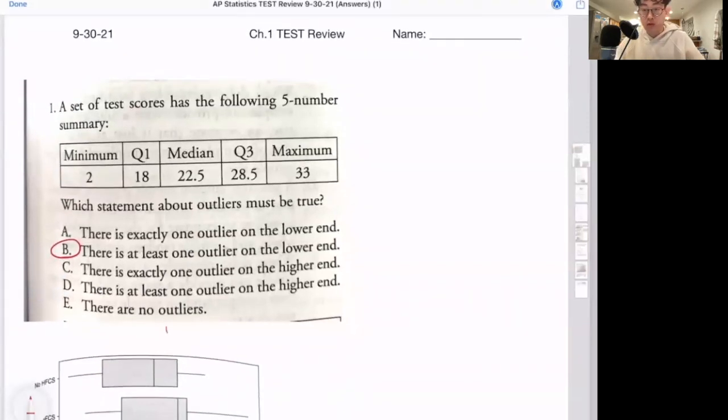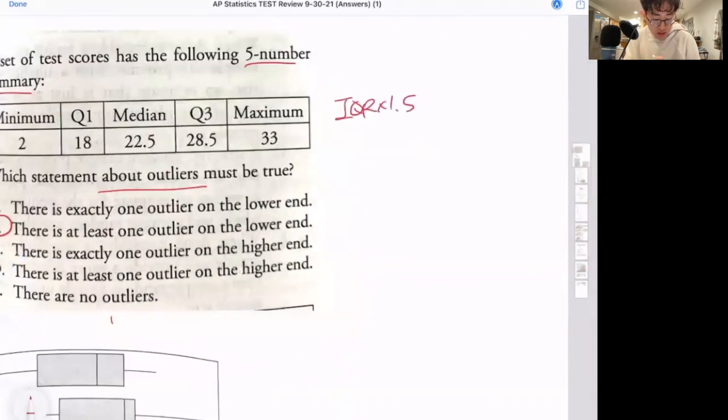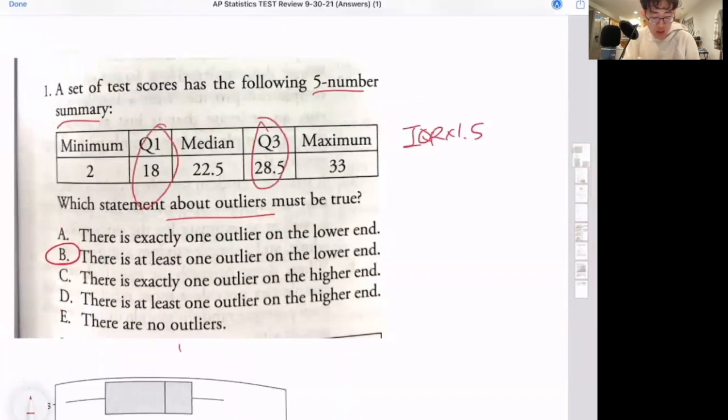Let me go over the first question here. It says a set of test scores has the following 5-number summary. We have basically a box and whisker plot. Which statement about outliers must be true? Now, remember the rule for IQR times 1.5, that really determines whether something is going to be an outlier or not. So IQR here is 28.5 minus 18, which is 10.5.